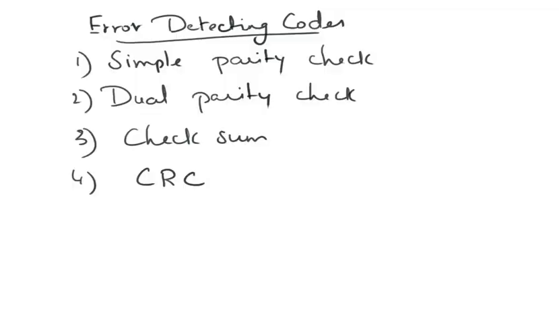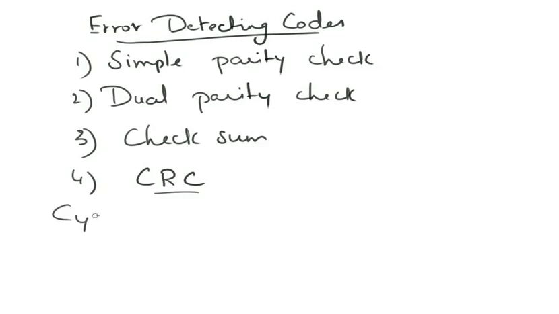Hi, hello and welcome to another session on data communications and networks. In today's session, we'll see the error detecting codes. In the previous sessions, we have seen these three methods of error detection. First one was a simple parity check, then we had the dual parity check, then we have also seen the checksum method. In today's session, we'll see the CRC method, which is known as the cyclic redundancy check method.